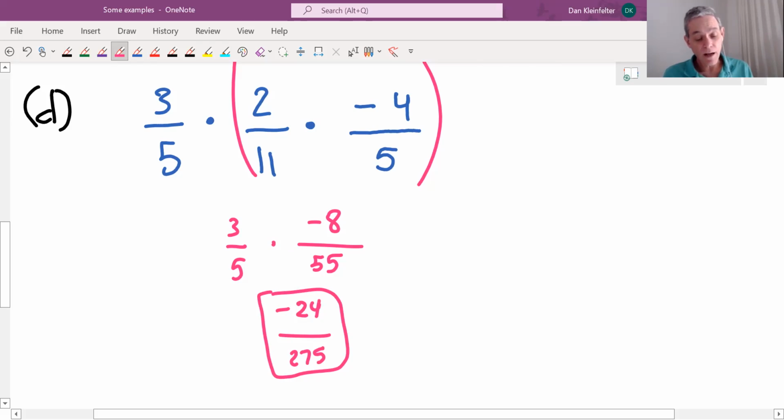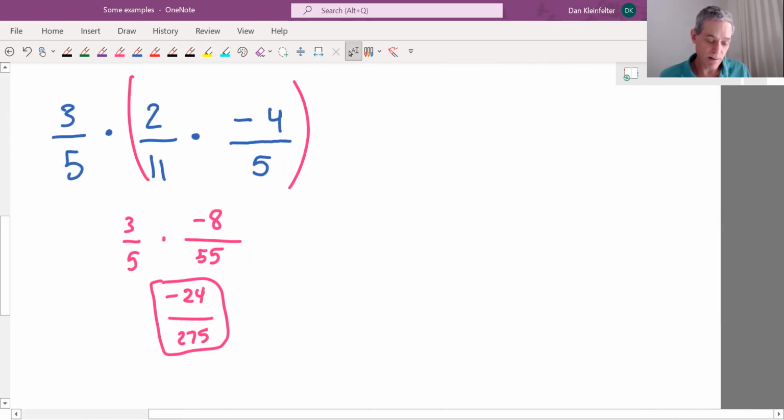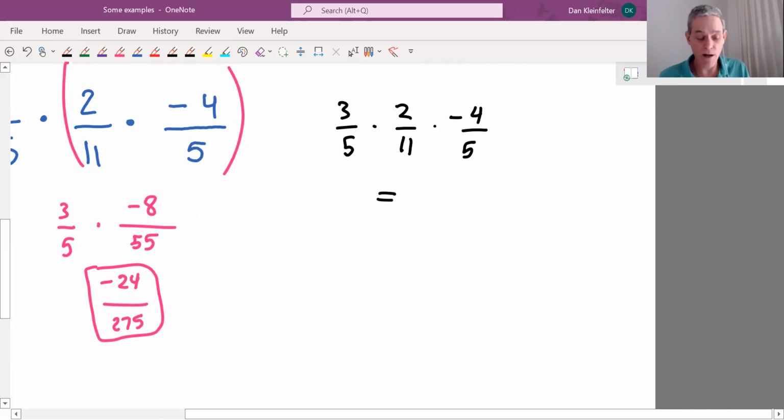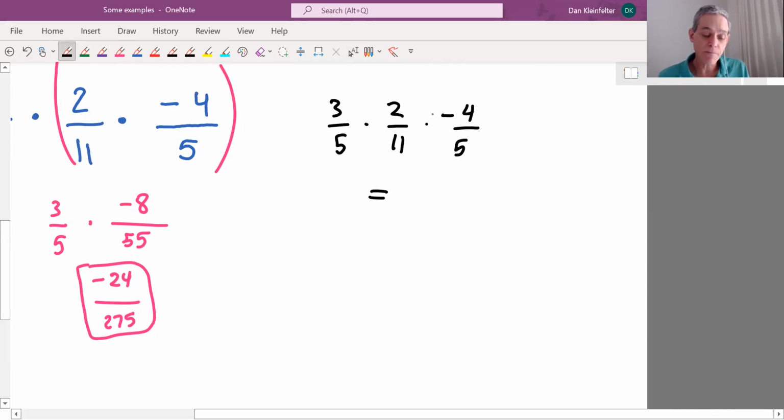By the way, I did this in this sequence of steps just to re-emphasize that associative property that we had. If you want to, it's totally legitimate to do it this way, that is, just go all the way across. 3 times 2 is 6. 6 times -4 is -24. 5 times 11 is 55. 55 times 5 is 275. And that, of course, is going to give us the same answer.